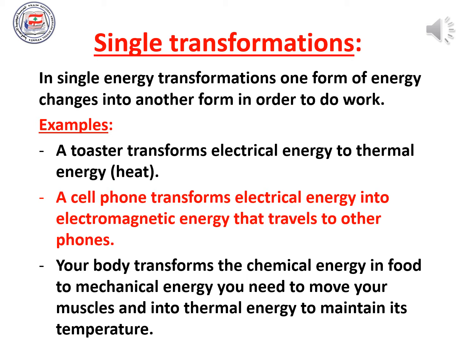So the cell phone transforms the electricity that reaches the cell phone into electromagnetic energy to send the signal to another phone. Your body transforms chemical energy in the food you eat to mechanical energy that you need to move your muscles and into thermal energy to maintain your body temperature. So when we eat food, we transform the chemical energy inside this food into mechanical energy to move our muscles and into thermal energy in order to maintain our body temperature.